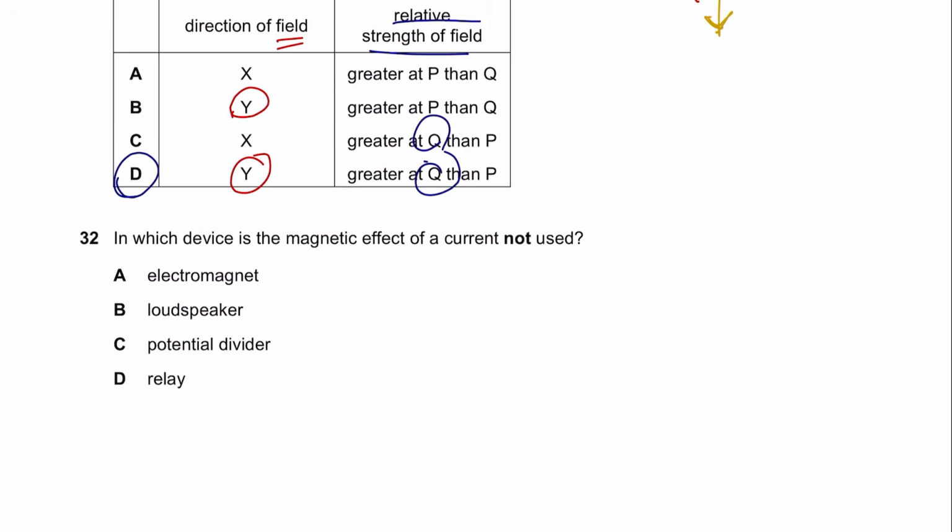Next, question 32. In which device is the magnetic field of a current not used? You use the magnetic effect in an electromagnet, loudspeaker and relay, but not a potential divider.